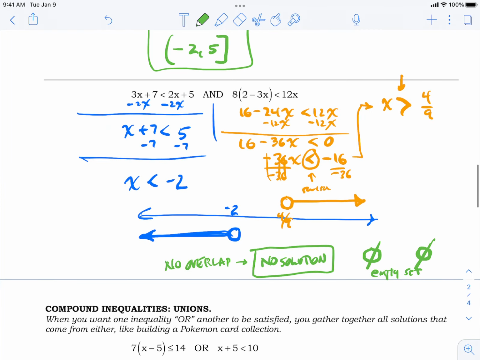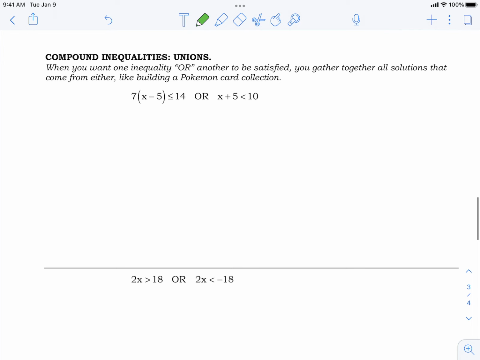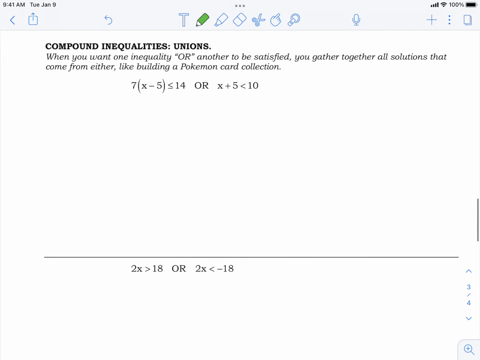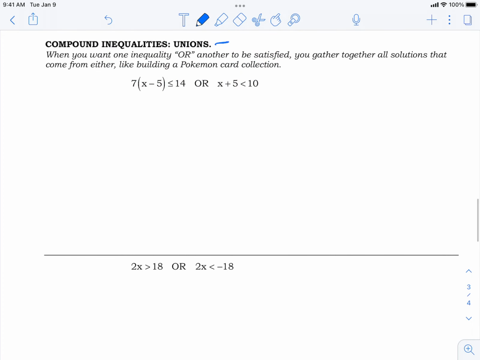Okay, that's cool. Those are our compound inequalities where we're considering two together, intersections, or the word and. The other major type is unions. And you can tell it's a union because they'll use the word or. It's when you want one or the other. You don't care which one. Any of them.